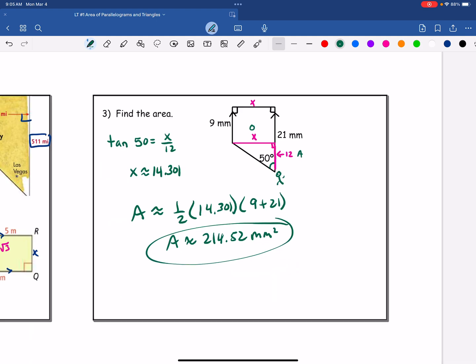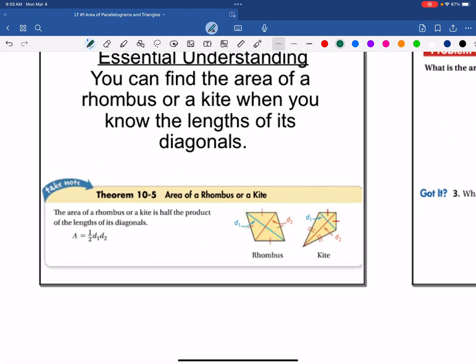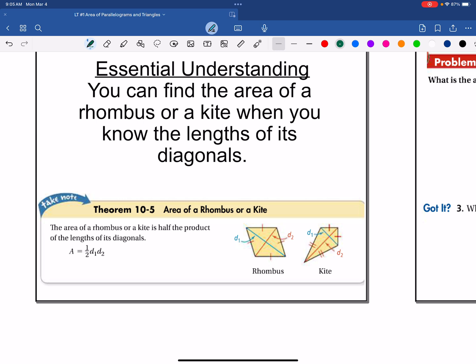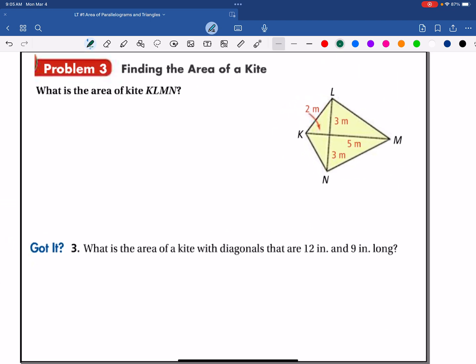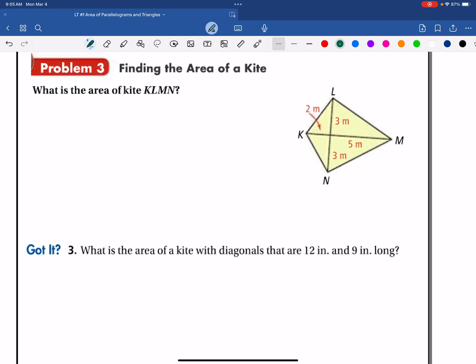Okay, that's trapezoid. Then we have the area of a rhombus or a kite, which is going to be 1/2 diagonal 1 times diagonal 2. Now this means the entire length of the diagonal, so be very careful here. We've got to multiply the whole length. Here we have a kite, and so the area is 1/2.